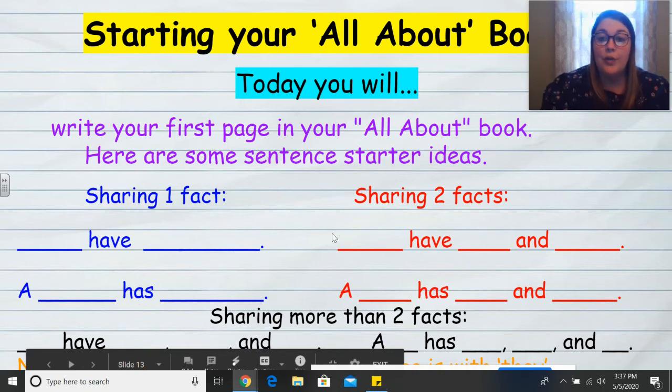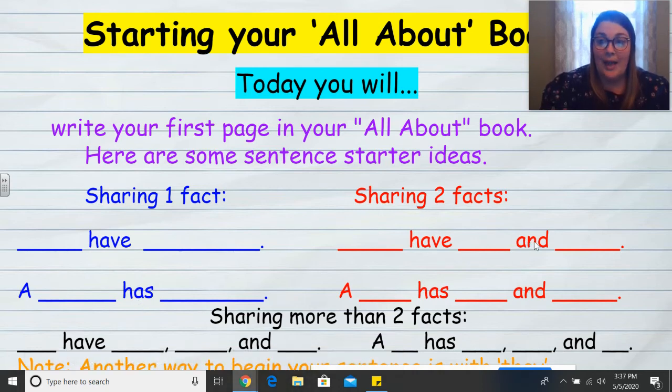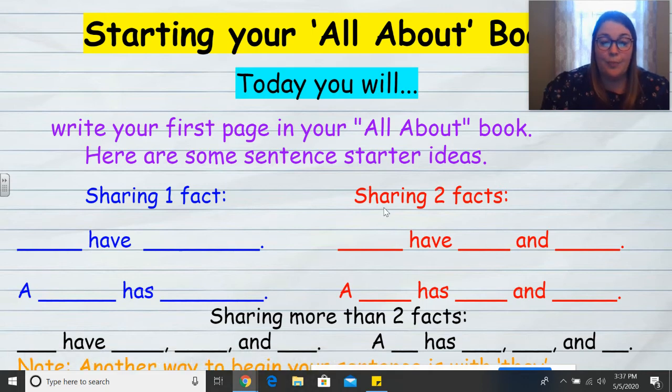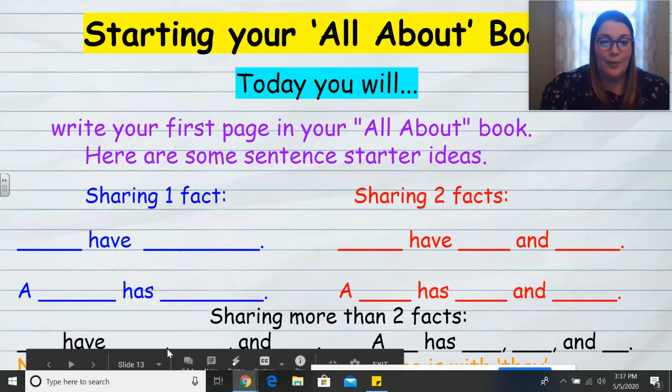If you're sharing two facts, you're going to use the word and in between the two facts that you're sharing. So for example, chickens have feathers and a beak. Or a chicken has feathers and a beak. If you're sharing more than two facts, you're going to do a comma between the facts that you are sharing. And a comma is right here, that little kind of curve on the line.